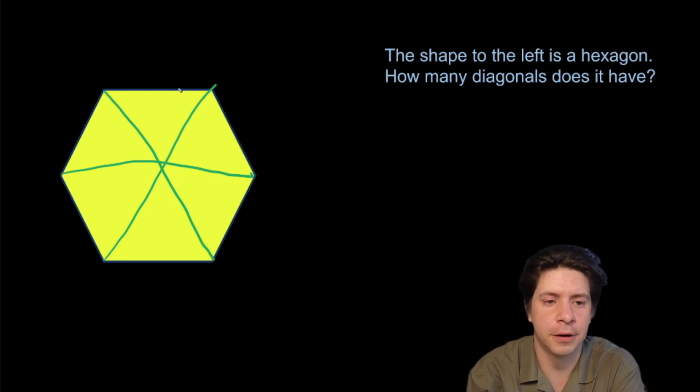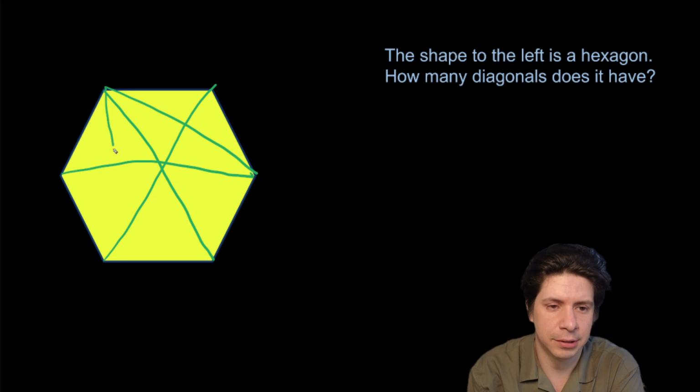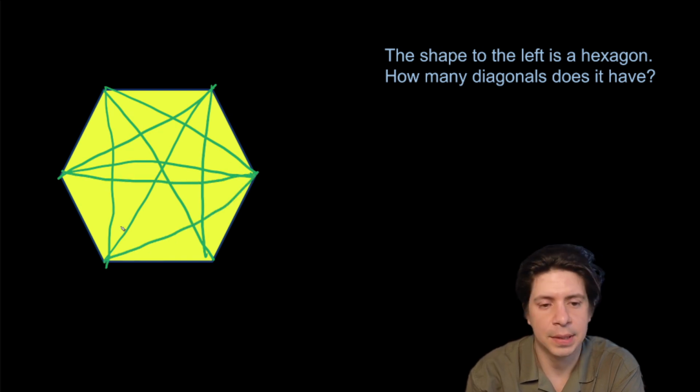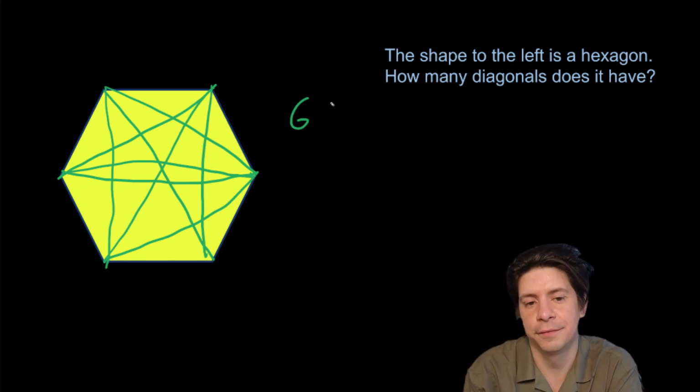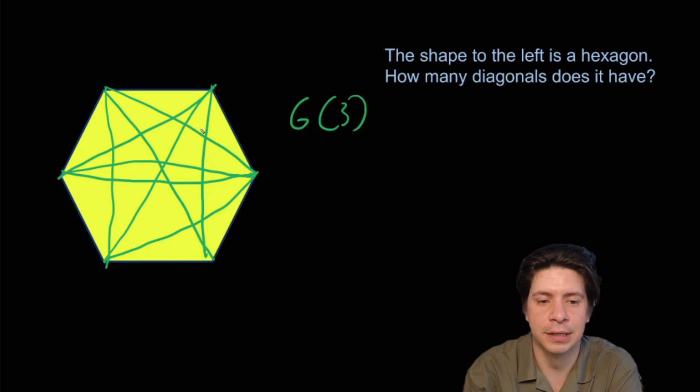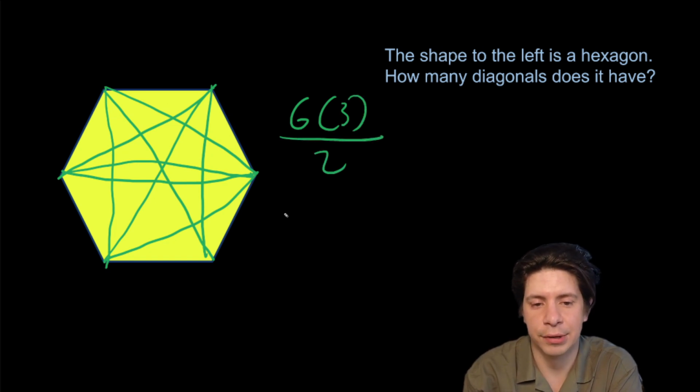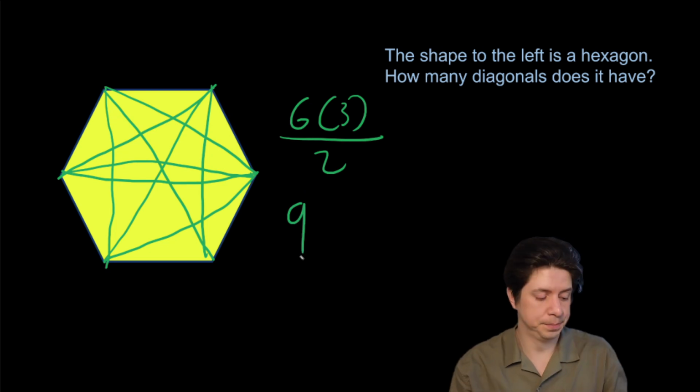right? 3 so far. Then we have this one will also connect to this, and it'll connect to this. This one will connect to this, and it'll connect to this. This one will connect to this, and it'll connect to this. So each of them has 3, right? Each vertex has 3, and there's 6 vertices, so we do 6 times 3, and then we have to do half because otherwise we're double counting them. And that'll get us 9.